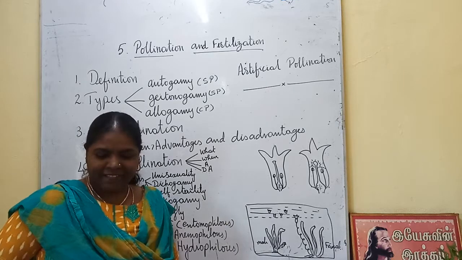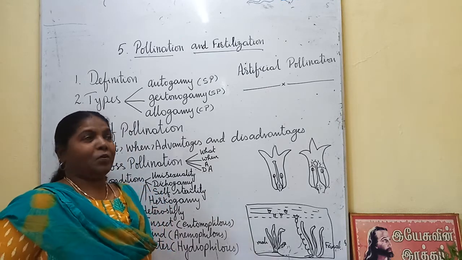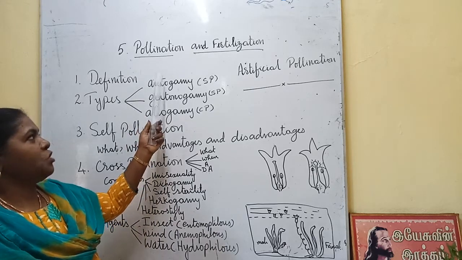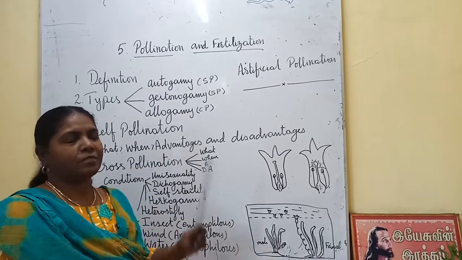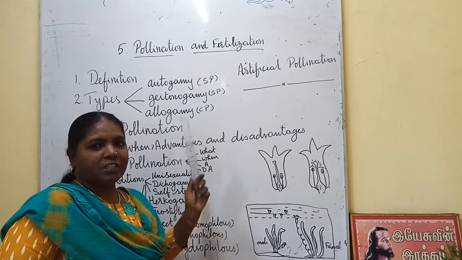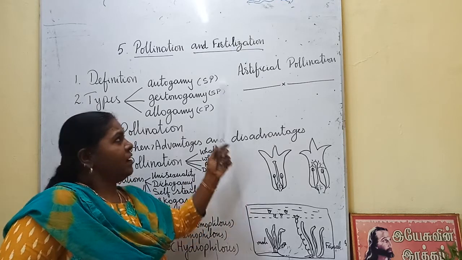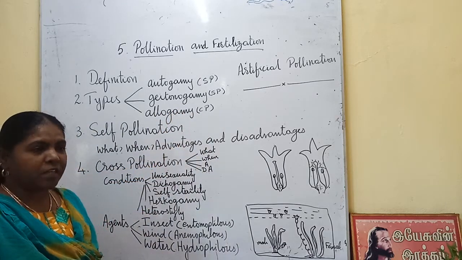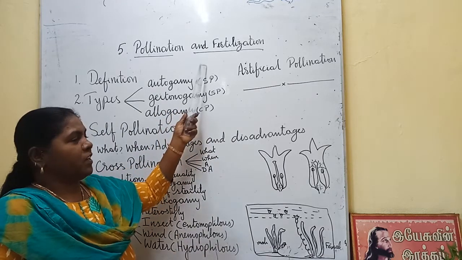Good morning, students. Today we are going to start a new lesson, pollination and fertilization. Last class we saw the structure of the flower, and in sexual reproduction we will now study pollination and fertilization. Sexual reproduction takes place in two stages: pollination and fertilization.